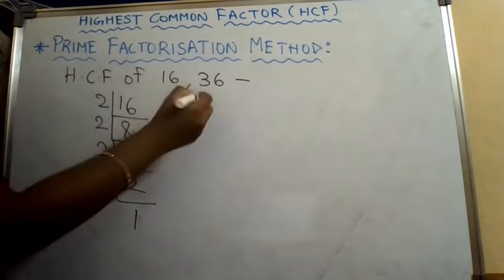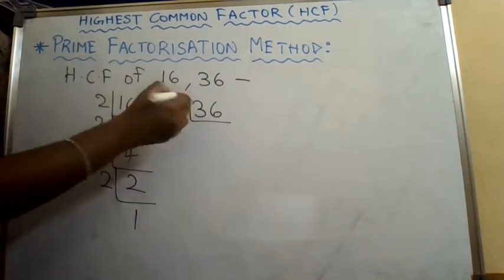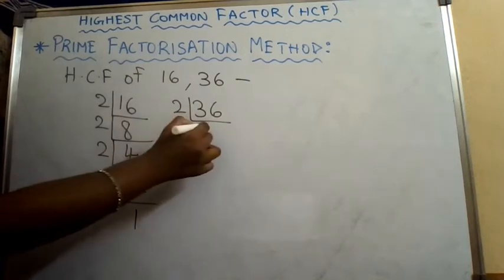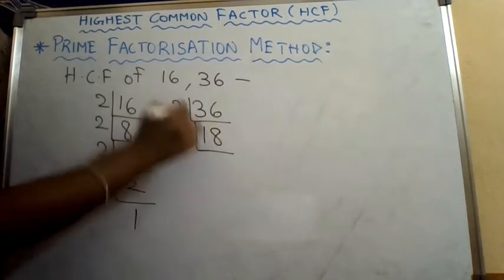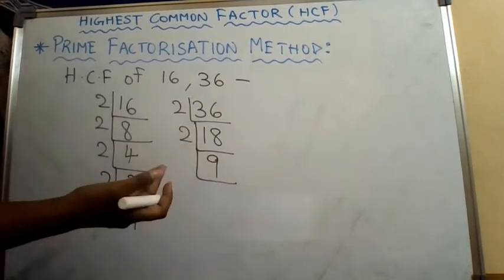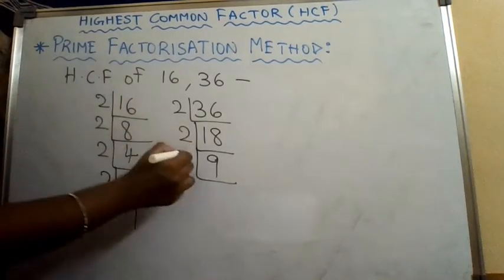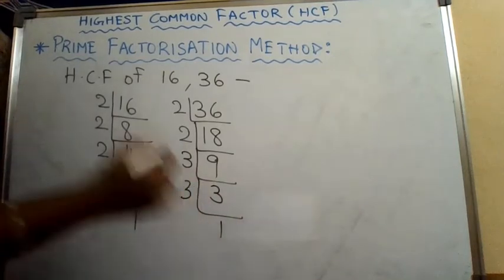Now the same process we will apply for the next number, that is 36. Start with 2. How many times will it go? It will go 18 times. Again start with 2, it goes 9 times. Now will 2 go in 9? No. So what we will do is shift to the next prime number, that is 3. So 3 will go 3 times, and again 3 will go 1 time.